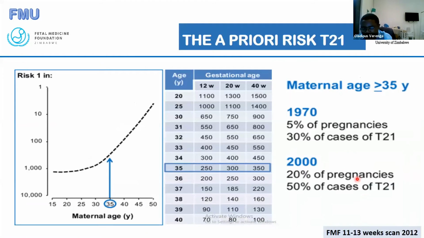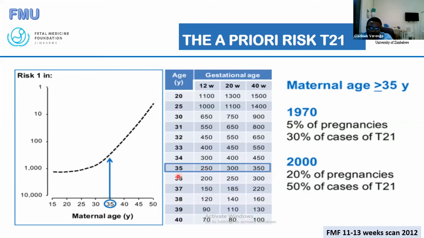There are a priori risks. Whenever a pregnant woman walks into your room and you ask her age, just based on the age, the woman will have a risk of having a baby with Down syndrome. And these are the risks as shown there. The risk changes with gestational age because some of the babies with chromosome abnormalities die intrauterine or are miscarried. As a result, the risk changes with gestational age.